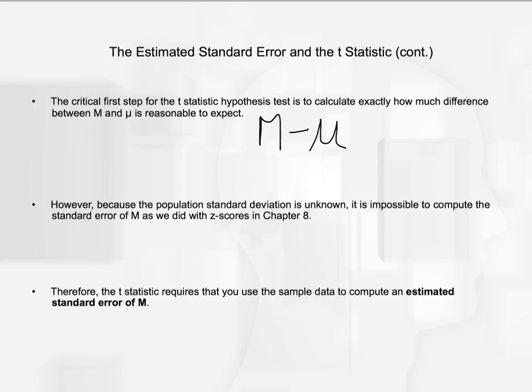We don't know how big is big or how different is different. To find out, we have to divide by the typical difference. And when we don't know the population standard deviation, then the typical difference that we divide by is the sample standard deviation over the square root of the sample size. And if you remember from the previous chapter, we call this the standard error of the mean.